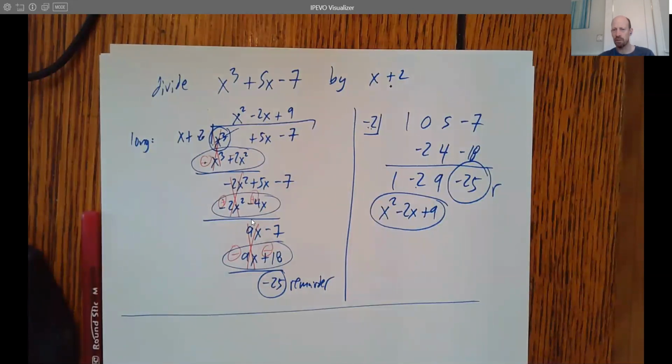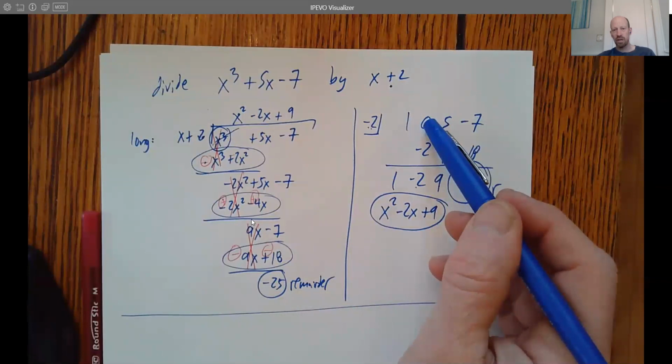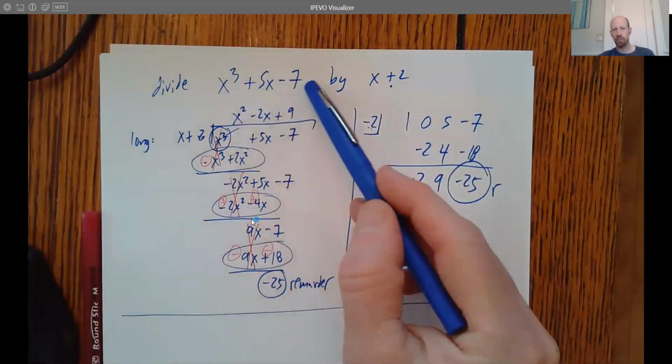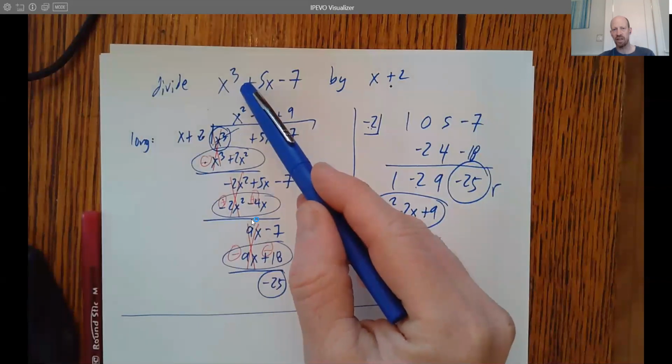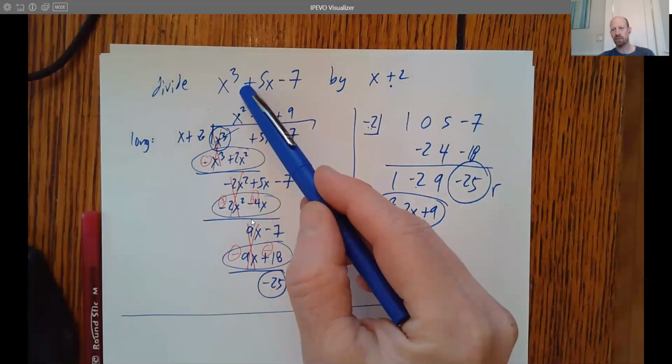For the synthetic division, the 0 came from the negative 2 and the x plus 2? The 0 here came from this original polynomial, because it's the x squared. There's no x squareds in this problem. Okay, I see what you're saying.